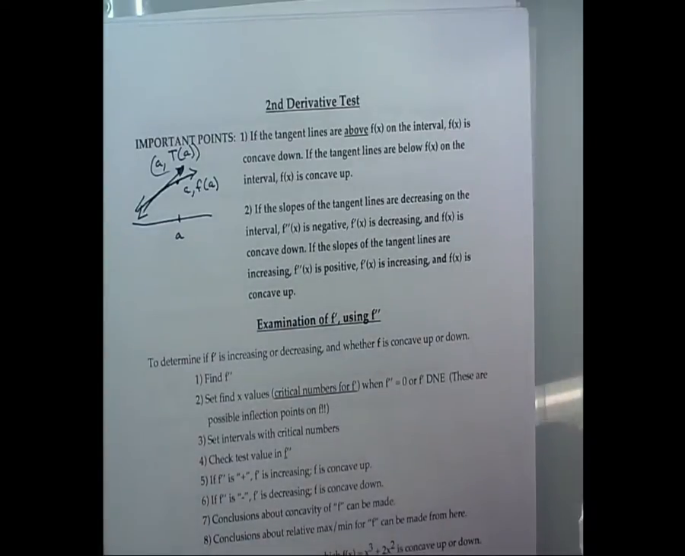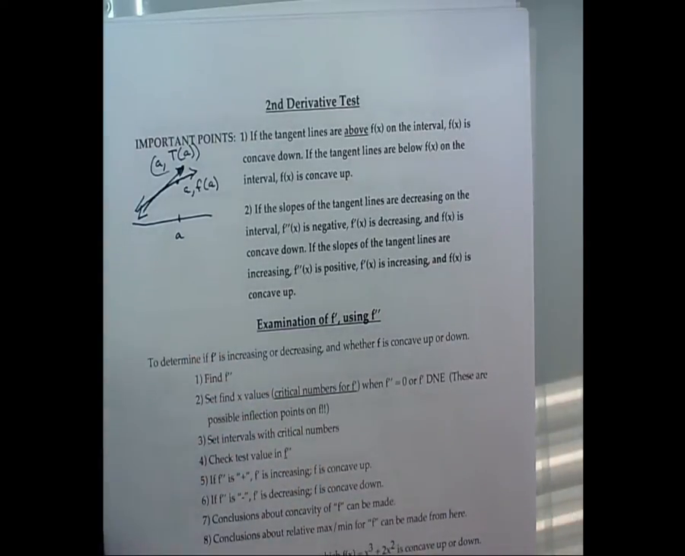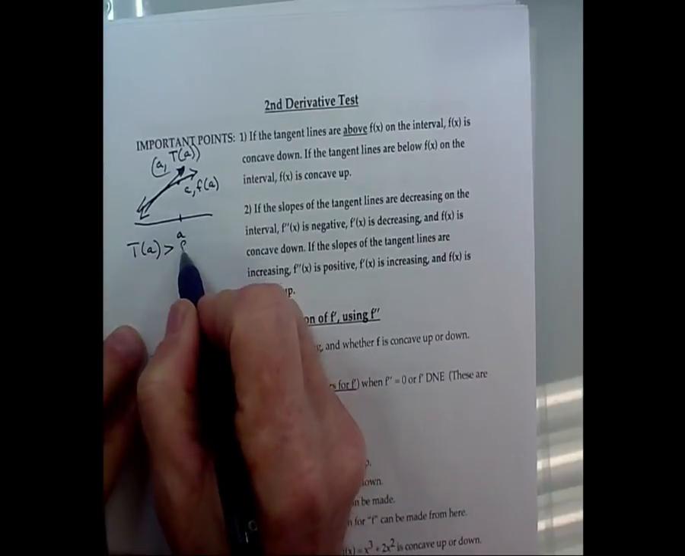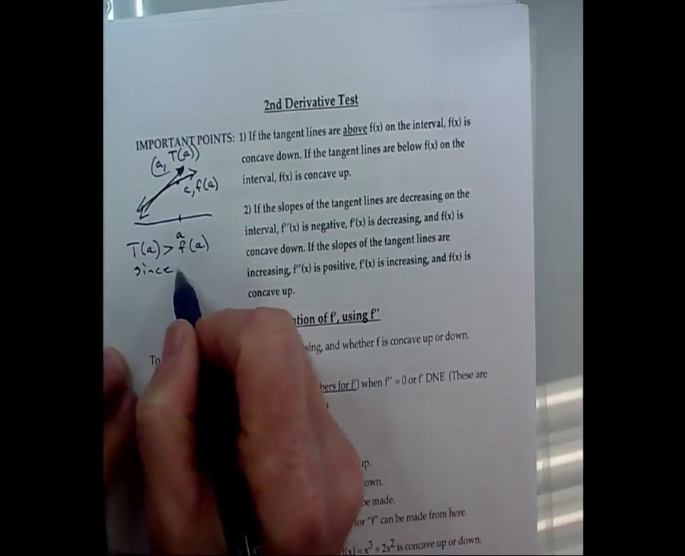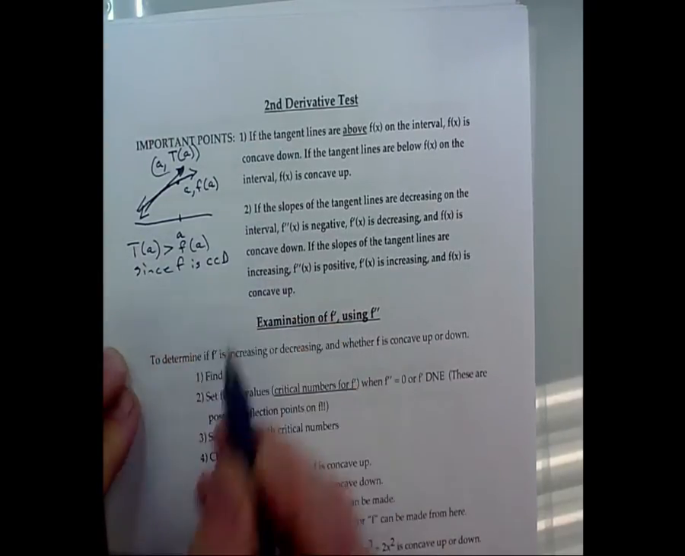Does that picture make sense? Savannah, here's my question. Which is bigger, T of A or F of A? T of A is, right? T of A is greater than F of A since F is concave down.